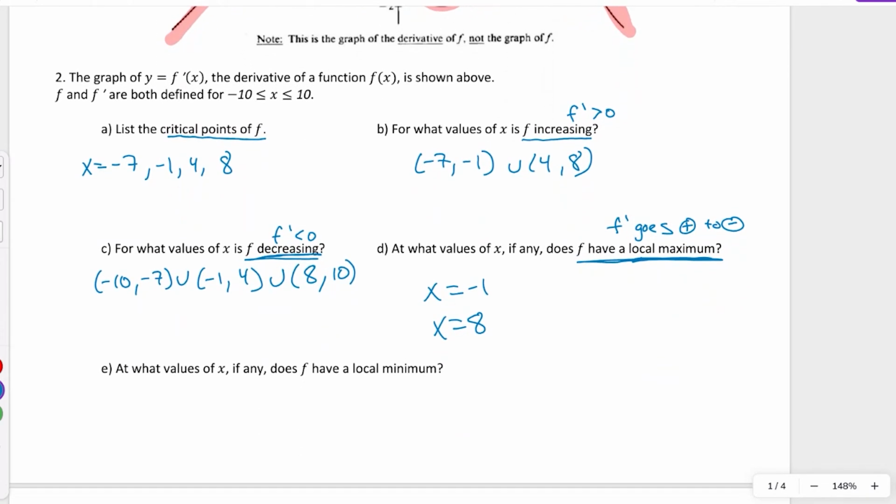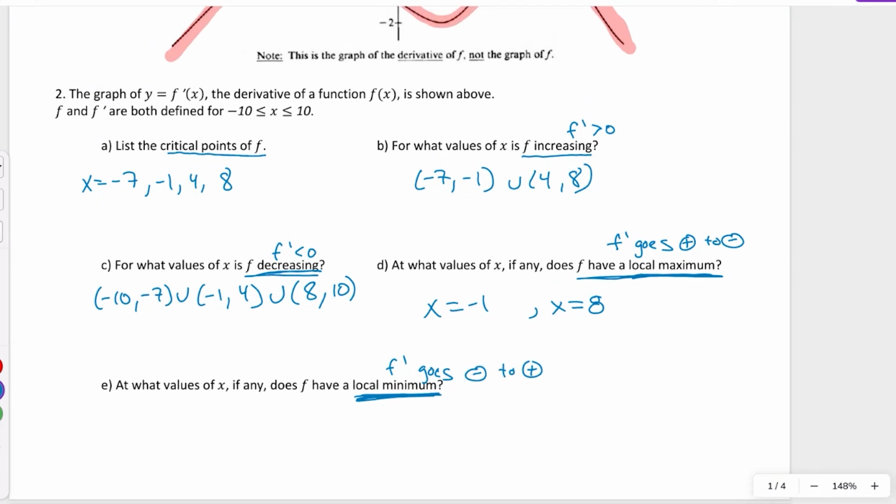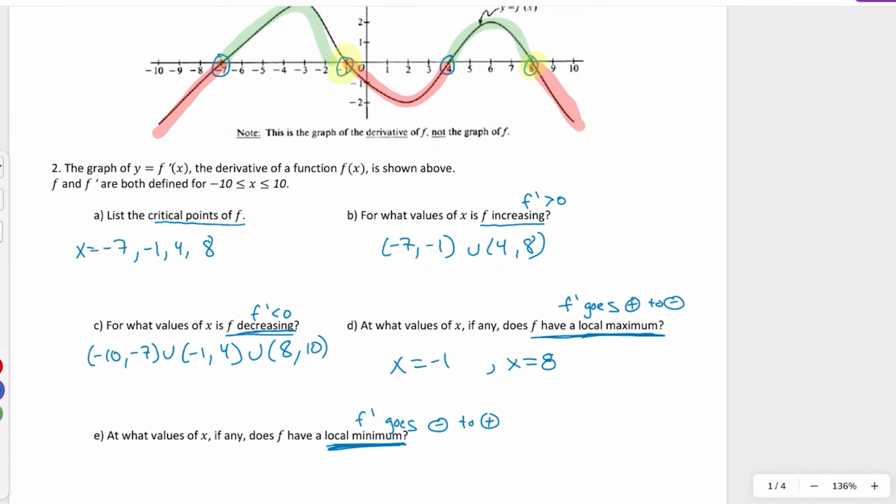E says at what values of x, if any, does f have a local minimum? Okay, so to have a local minimum, let me space this out so I can have a little bit of space here. f prime needs to go from being negative to positive. And my graph up here is getting a little crowded, but I think we'll be okay.